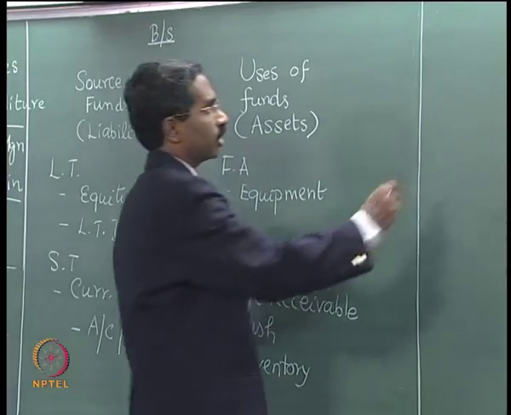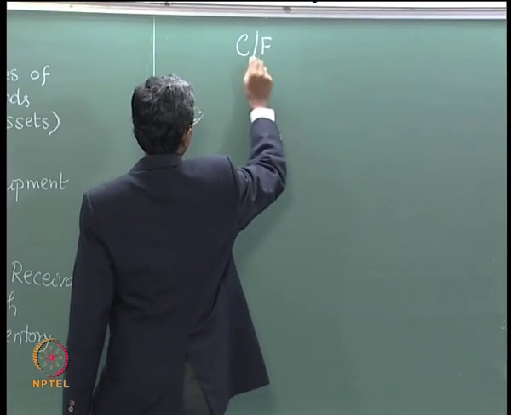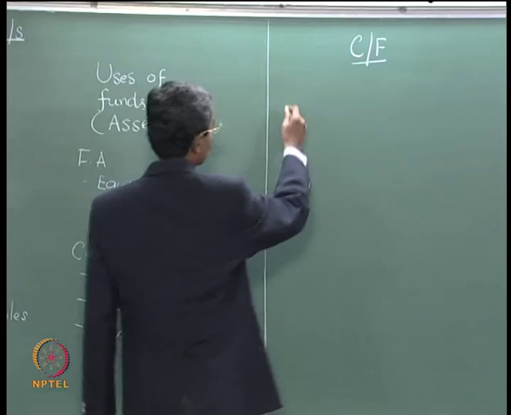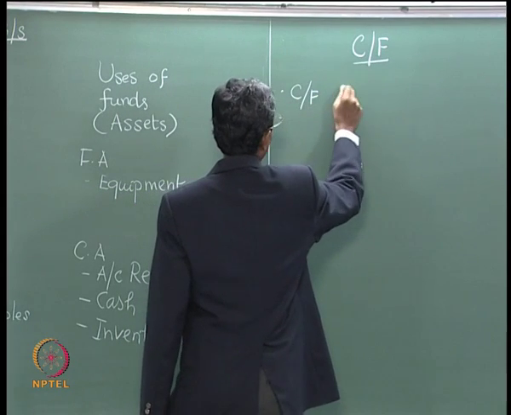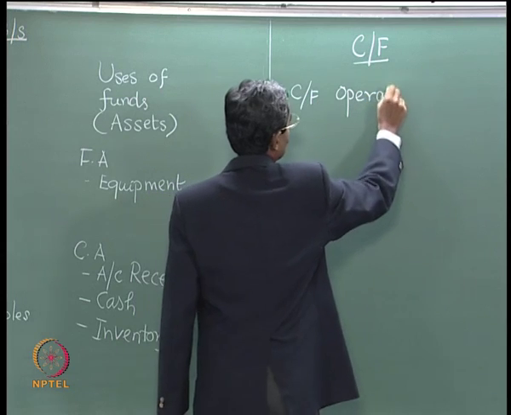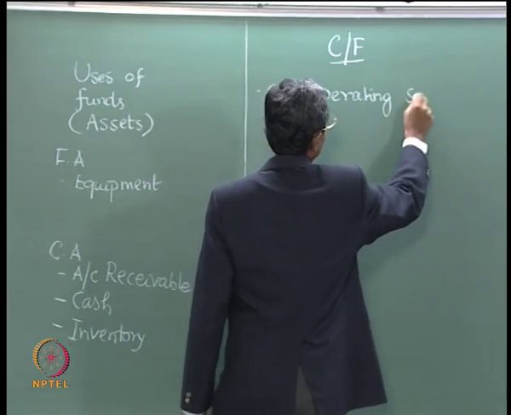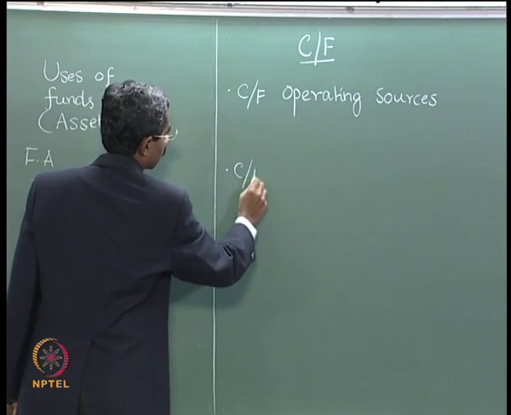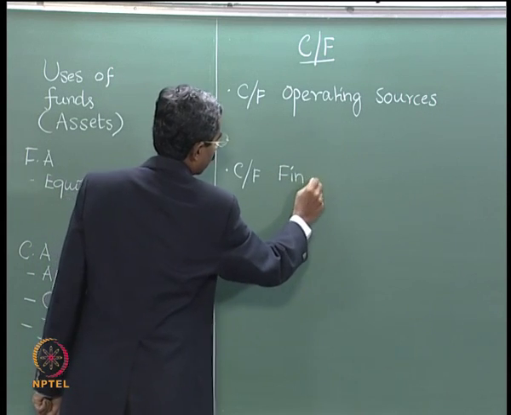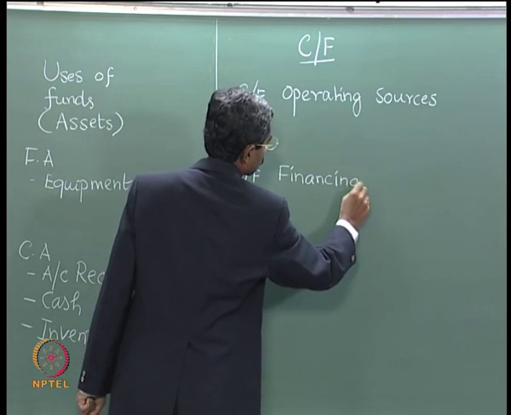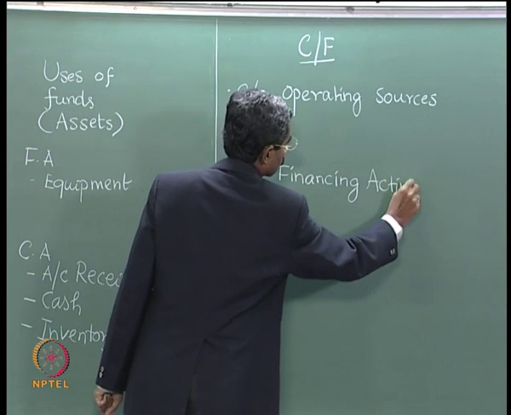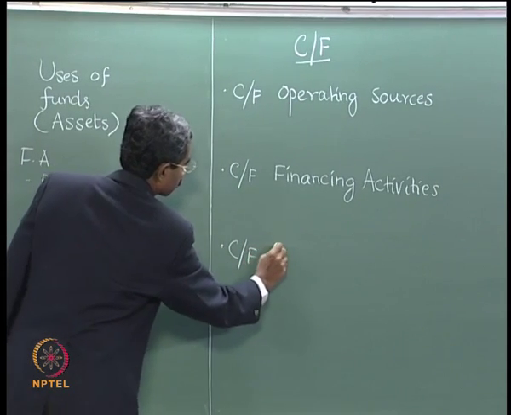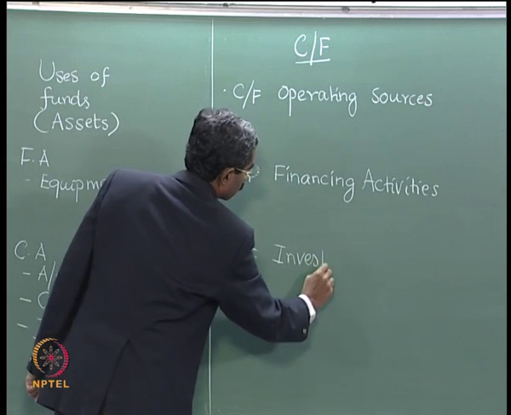Next we will come to the cash flow statement. In the cash flow statement, we will look at cash flows from three different sources. One is your cash flow from operating sources, and then you have cash flow from financing activities, and then you have cash flow from investment activities.